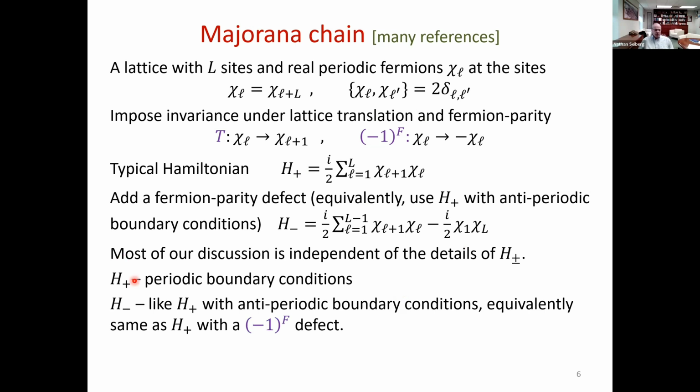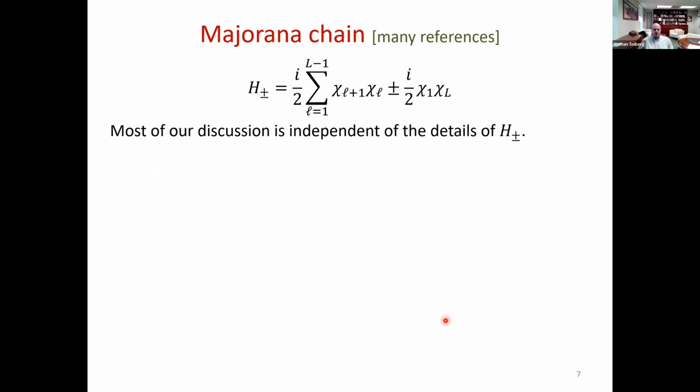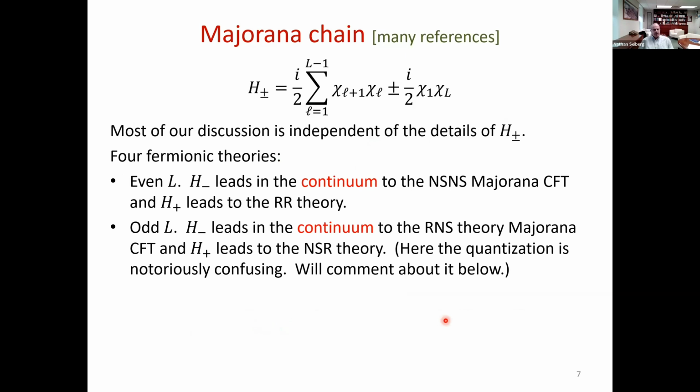And more generally, H plus will have periodic boundary conditions. H minus is either the same Hamiltonian with anti-periodic boundary conditions, or with a defect of -1 to the F put in. So that's what I've just said. And we will study four fermionic theories, depending on whether L is even or odd, and whether we discuss H minus or H plus. And what we will see, since I assume that there are many people with string theory background here, is that for even L, we will find in the continuum the Neveu-Schwarz Majorana CFT.